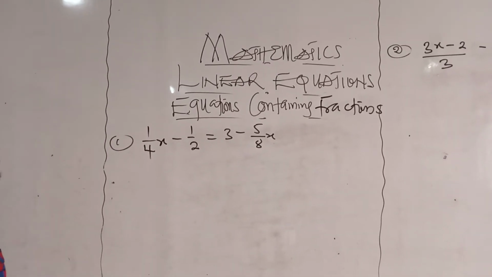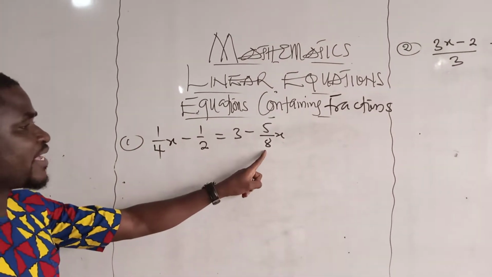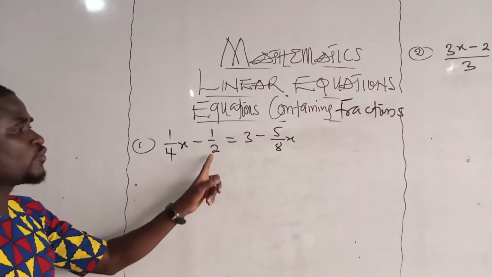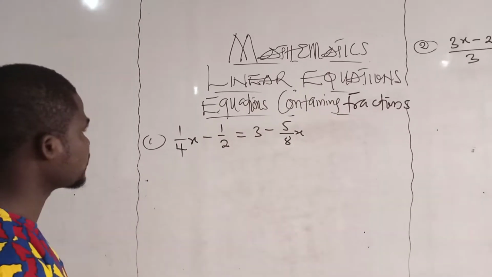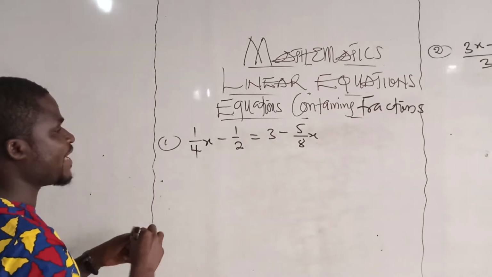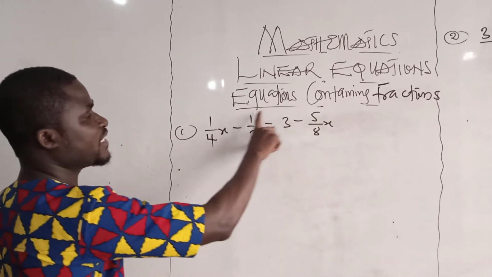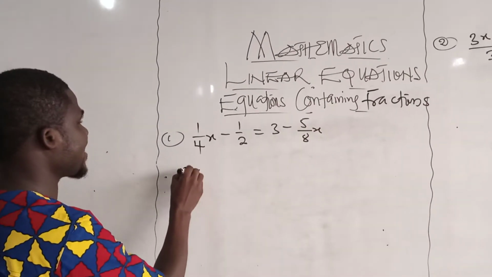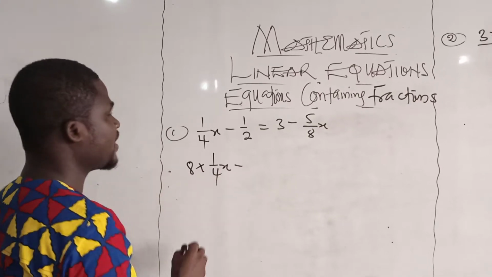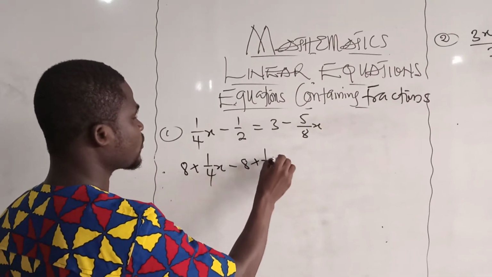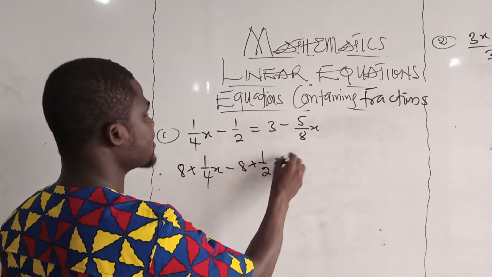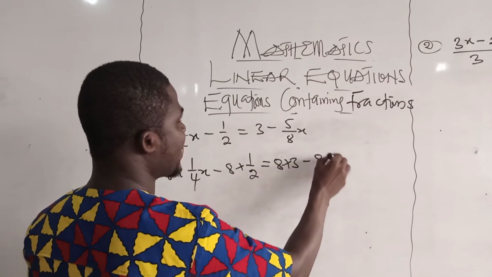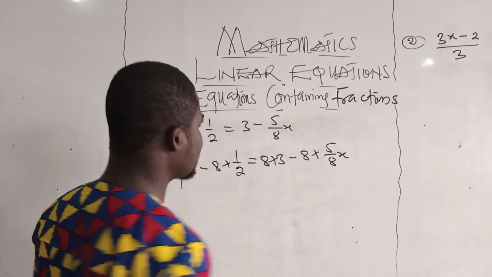So find the LCM. Now the LCM of 4, 2, and 8 is 8. Okay? Because why 8? Because 4 can go to 8, 2 can go to 8. So take note. Use the 8 to multiply this fraction, this whole number, and this fraction. So we are going to have 8 times 1 out of 4x minus 8 times 1 out of 2 equals 8 times 3, minus 8 times 5 out of 8x.